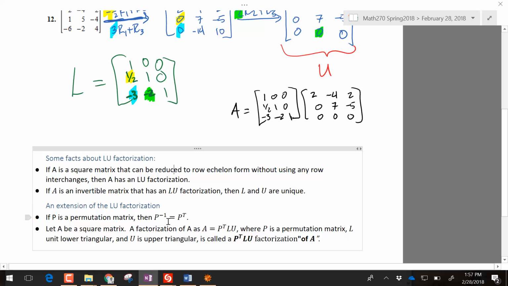An extension of the LU factorization: a lot of times we've been talking about doing this without switching two rows. If you absolutely need to switch 2 rows, then you need to introduce a permutation matrix, which is an elementary matrix that switches a couple of rows. And then that permutation matrix will go in front of the LU decomposition. So when would you need to do a row swap? When you have a 0 in the first element of the first row.